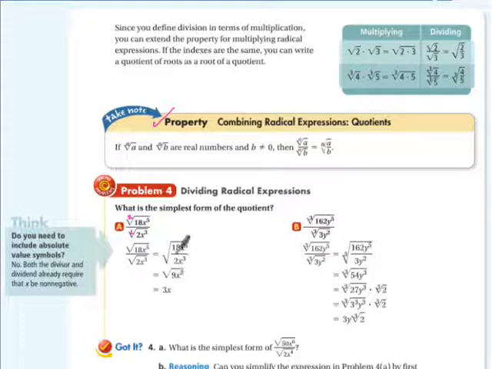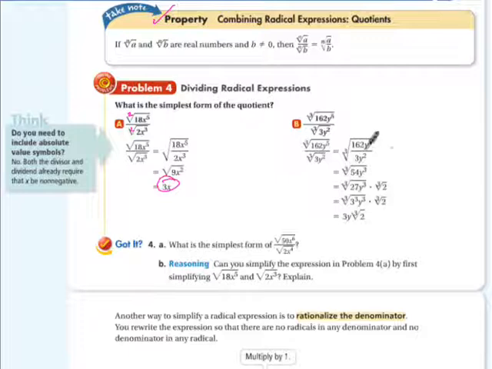Do the division here: 18 over 2 is 9, x to the 5th over x cubed is x squared, and we take the square root of that and we get 3x. Here, again, cubes, same thing applies, we simplify, we work all the way down. For A, what is the simplest form of this?